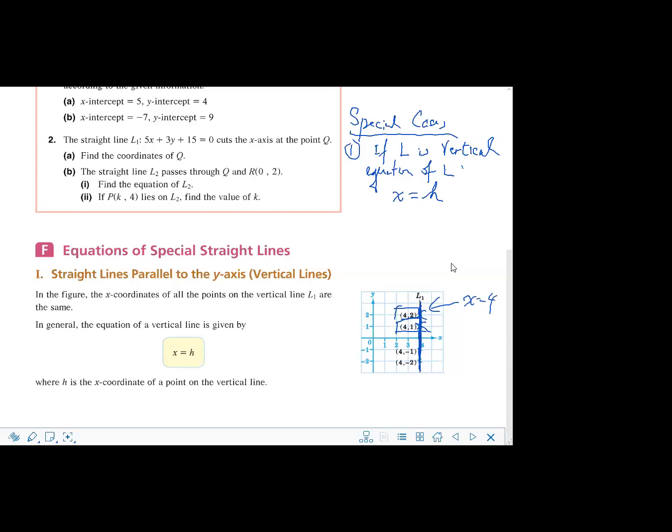Okay, so it is always x equals number. The number depends on the x coordinate of a point on the line.